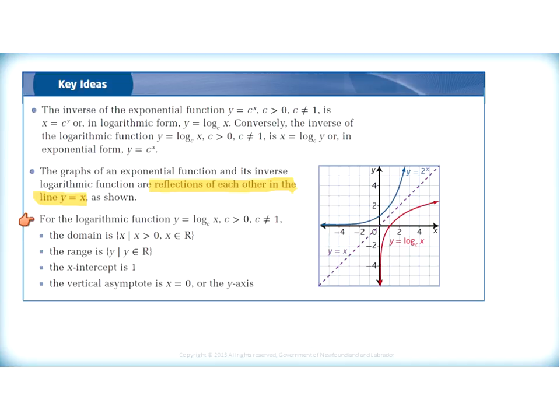For the logarithmic function, y equals the log of x to base c, where c is greater than 0 and c cannot equal 1, the domain will always be all values of x that are greater than 0, where x belongs to the set of real numbers. The range is all values of y such that y belongs to the set of real numbers. The x-intercept will always be at x equals 1. I prefer to give the coordinates (1, 0) for the x-intercept. And we also have a vertical asymptote at x equals 0, the y-axis. That's where the graph will approach, but it will never touch the y-axis.